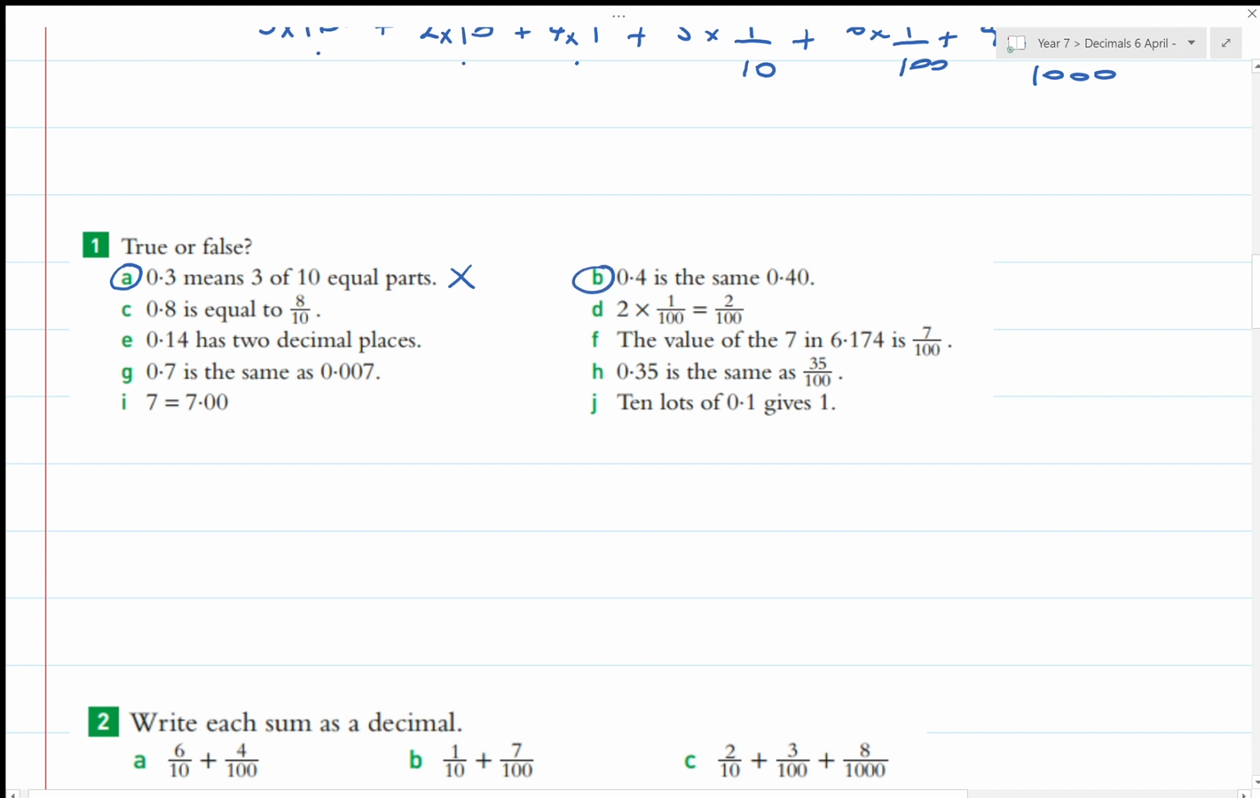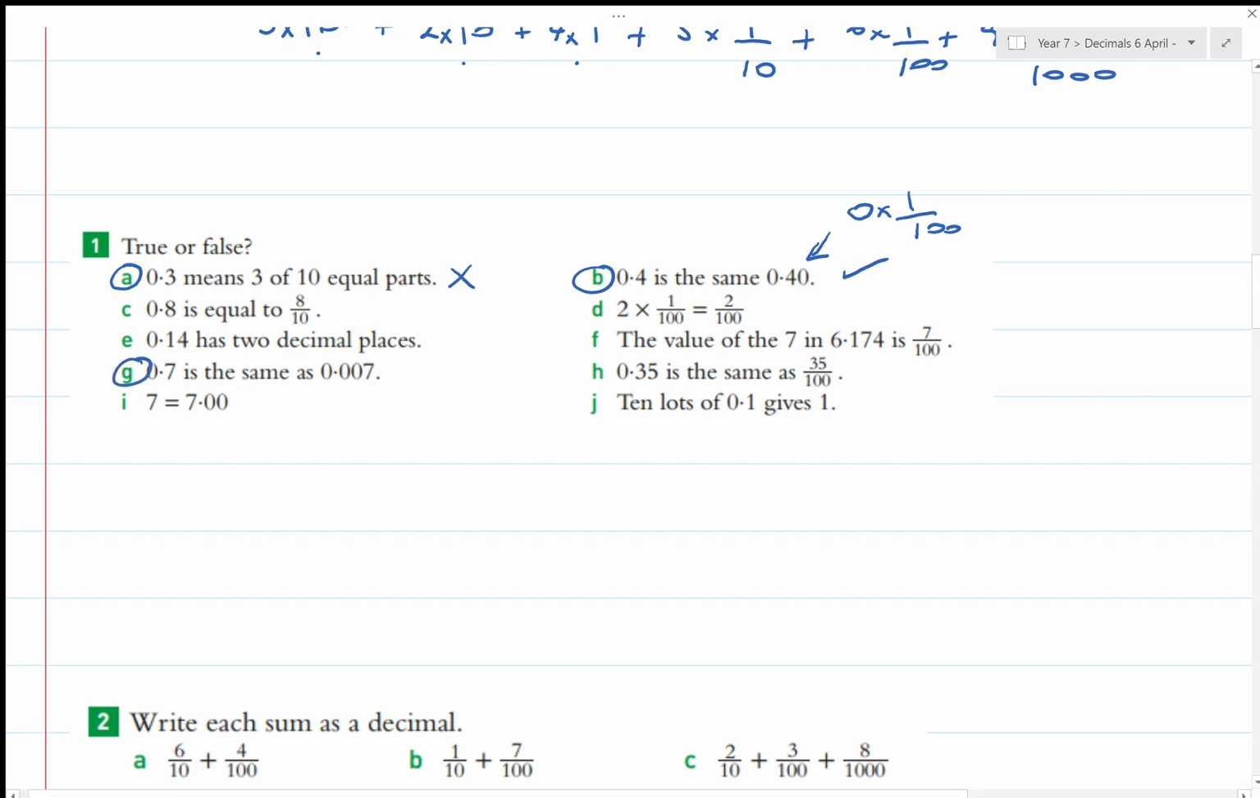Is 0.4 the same as 0.40? Well, yes it is, because all it's doing is just saying 0 lots of 100ths. And if you have 0 100ths, what do you have? You've got nothing. So they're exactly the same. Okay? Let's have a look at this one.